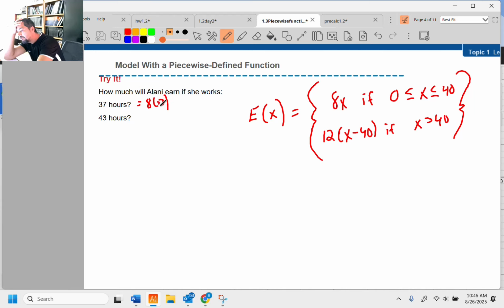Sorry, 37. So 8 times 30, I believe, is 240. 8 times 7 is 56. You put them together, she gets $296. That's not a lot, man. That's not even my Walmart bill for the week.